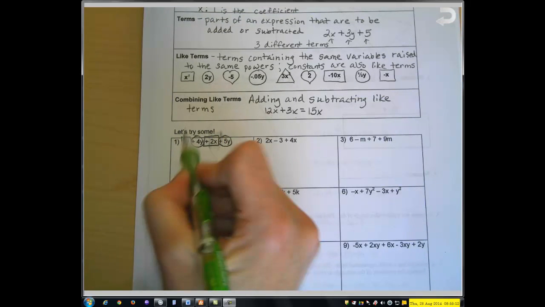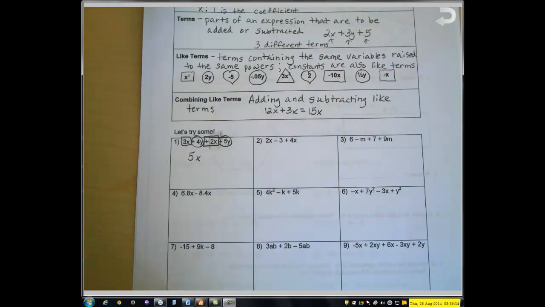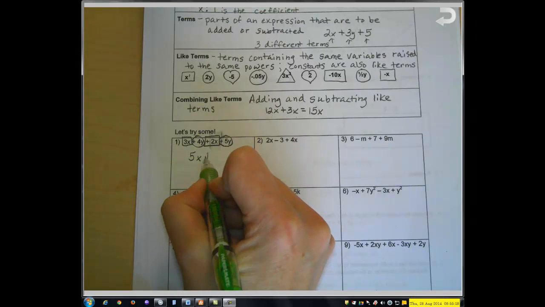So now let's add the like terms. 3x plus 2x is 5x. 4y plus 5y is 9y. We can't simplify this any further because these two terms are not alike.